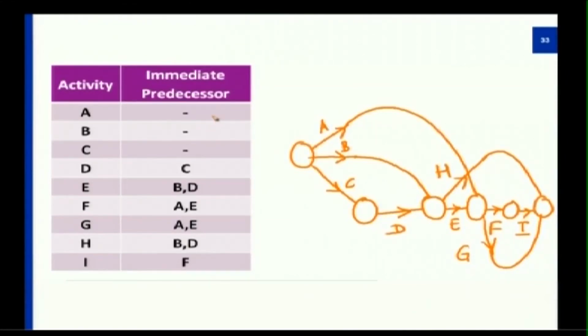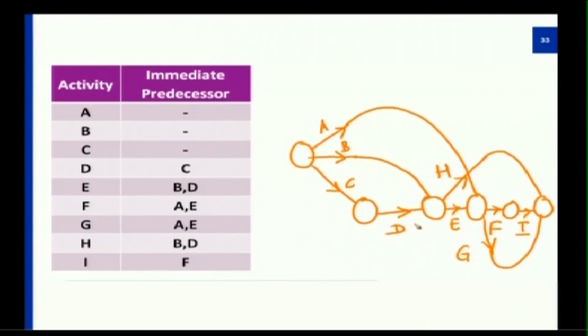I repeat, the first 3 do not have any prerequisite. So I have started with these 3 activities in parallel. D is after C. So C is the predecessor activity, and only then I start with D. E comes after B and D. So B and D get joined, then comes E. F is after A and E, after which I get F. Likewise G is also after A and E. So I draw F and G concurrently.